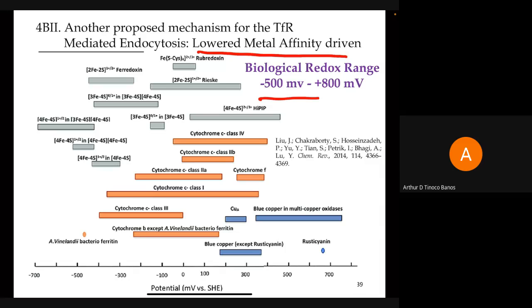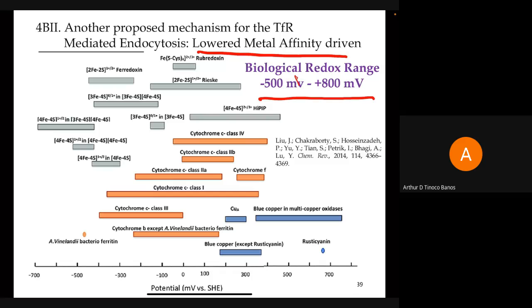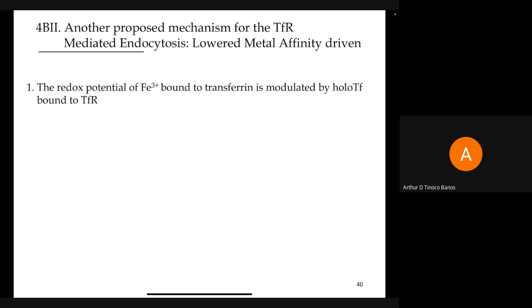So we're talking roughly around negative 500 millivolts to positive 800 millivolts. All right, and you have those outliers that can go even further. So this is a range that can facilitate whether something might be reduced or oxidized. Well, according to this particular mechanism, what happens is the redox potential of iron-bound transferrin is modulated by the receptor. Okay, what do I mean by that?